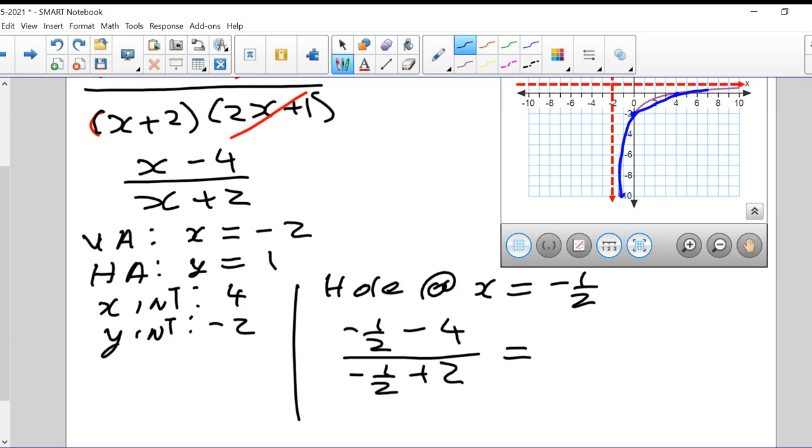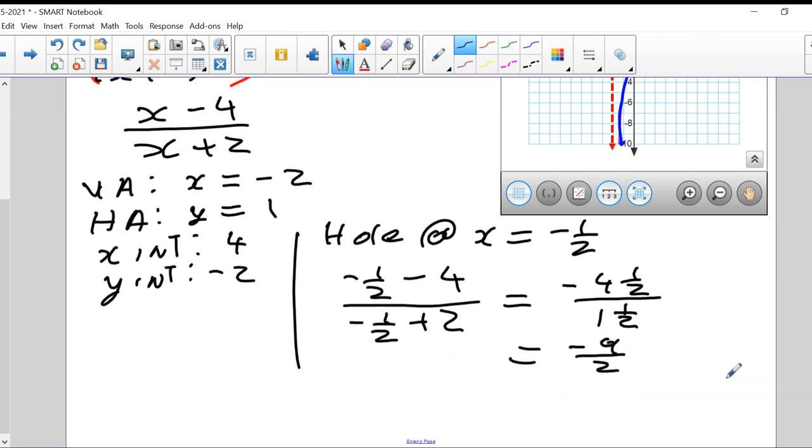I don't intend to teach you fractions, folks. Minus a half minus 4 is minus 4.5. And minus a half plus 2 would be positive 1.5. I'm going to turn these both into improper fractions. So that's minus 9 over 2, and then I'm dividing that by 3 over 2.